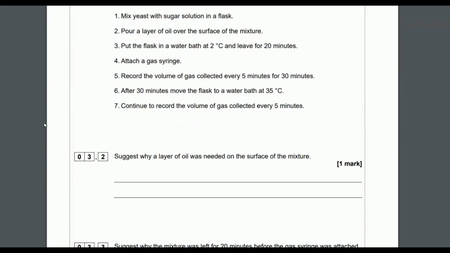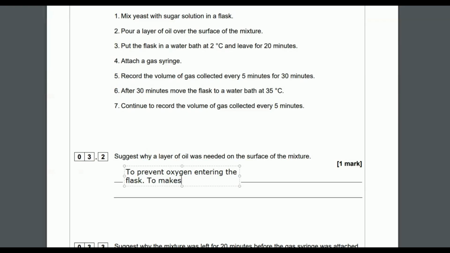So it suggests why a layer of oil was needed. It's to prevent oxygen entering the flask. Sugar Ray Leonard, this is awkward.